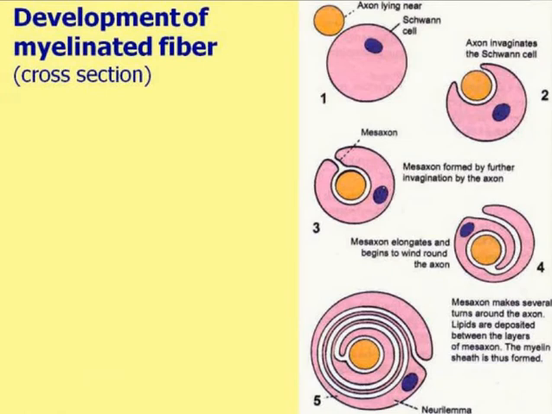To understand the structure of a myelinated fiber, let's see its development in embryogenesis. Cross-section. This is the axial cylinder, and the Schwann cell. The axial cylinder invaginates the cytolemma of the Schwann cell and is embedded, supported on a duplicature of the Schwann cell membrane called the mesaxon. Then the mesaxon membrane grows in and rotates around the axial cylinder, and the nucleus and cytoplasm of the Schwann cell are pushed to the periphery.